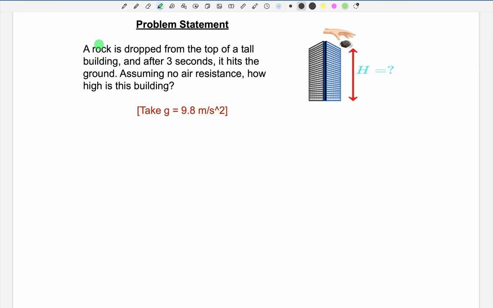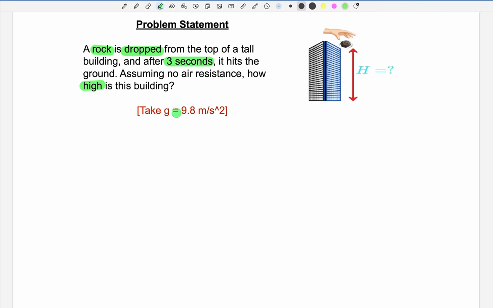Let's look at the problem. A rock is dropped from the top of a tall building, and after 3 seconds it hits the ground, assuming no air resistance. How high is this building? So we have to find the height of this building.